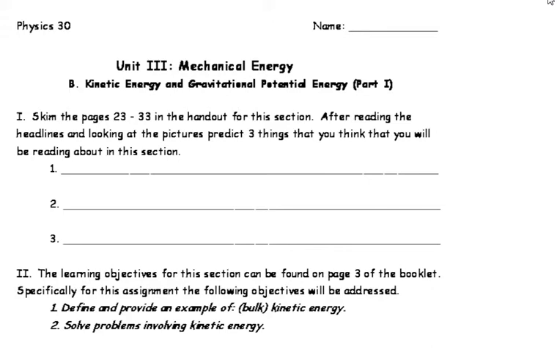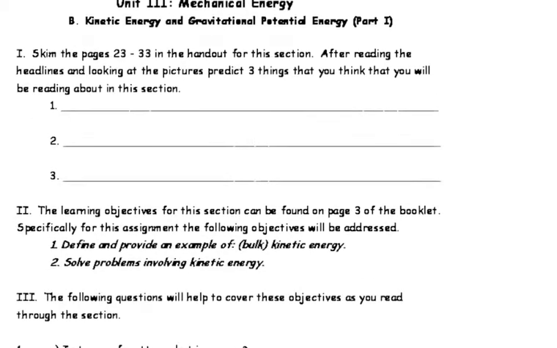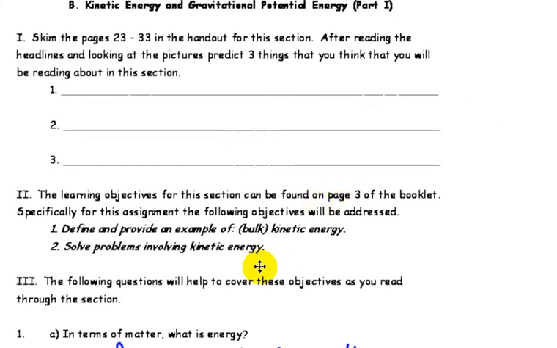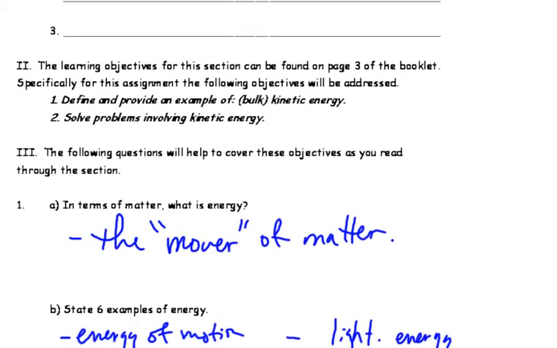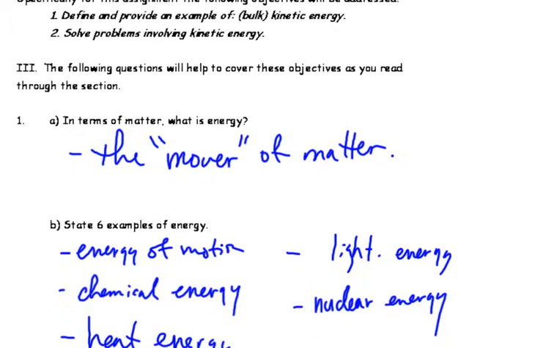Welcome, Physics 30. This is the Unit 3B, Part 1, Kinetic Energy booklet. In this booklet, we'll be looking at defining and providing examples of kinetic energy and solving problems involving kinetic energy. So it's going to be a shorter booklet than usual.